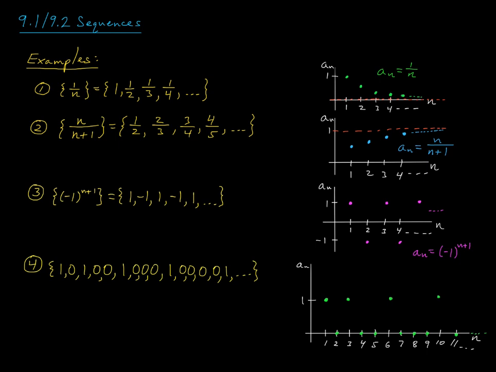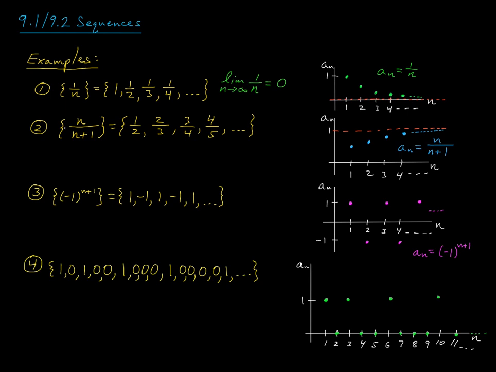And so for the first example, we're looking at the sequence 1 over n, so 1, 1/2, 1/3, and so forth. Here's a graph of that sequence. As we let n get larger, of course, these terms get smaller and smaller and approach 0 as we let n approach infinity. So we can express that using limit notation. The limit as n approaches infinity of 1 over n is equal to 0.